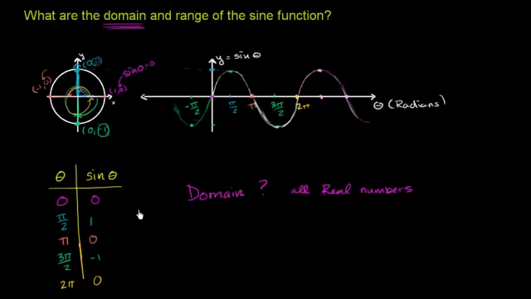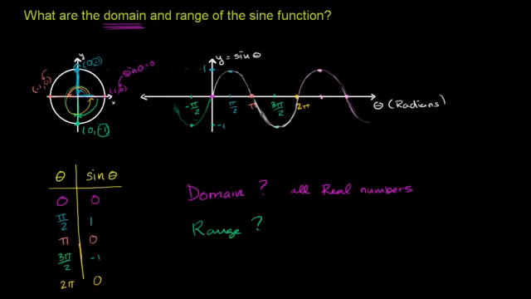Now, what about the range? Just as a review, the range is sometimes in more technical math classes called the image. It's the set of all the values that the function can actually take on. What is all the values that y equals sine of theta could actually take on? Well, we see that it keeps going between positive 1 and then to negative 1, and then back to positive 1 and then negative 1. It takes on all the values in between.